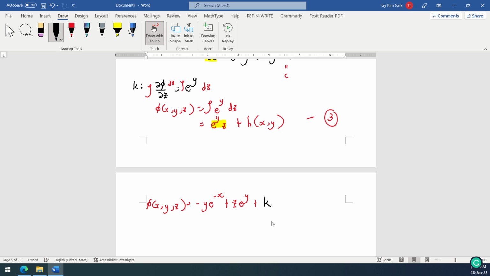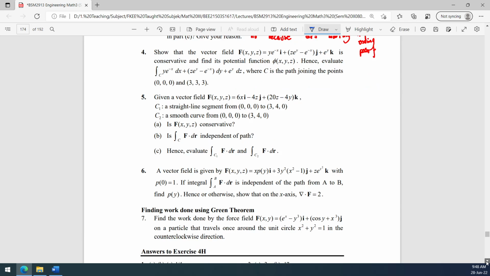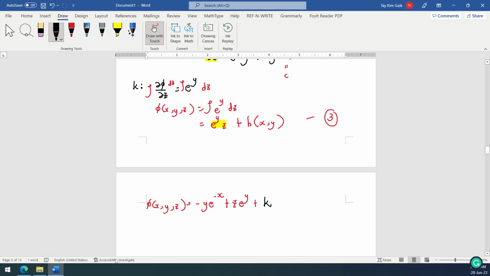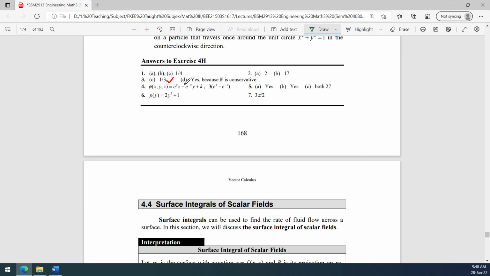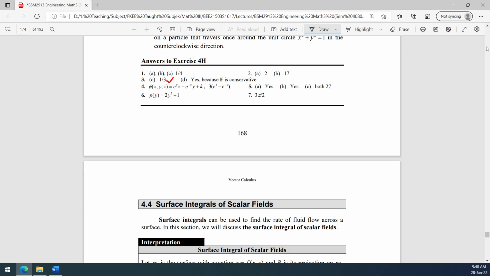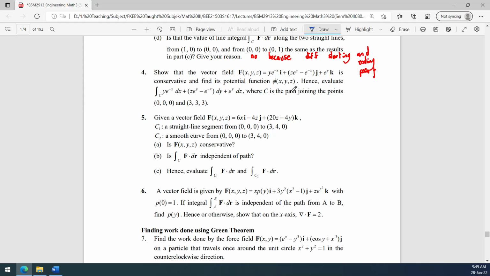Constant k. So this is phi. Question 4. Now here, exponent y z. Exponent y times z, and then minus exponent negative xy. So phi is correct. After that, when f is conservative, there exists a potential function phi such that f equals del phi, and then you can use the potential function phi to evaluate the line integral.